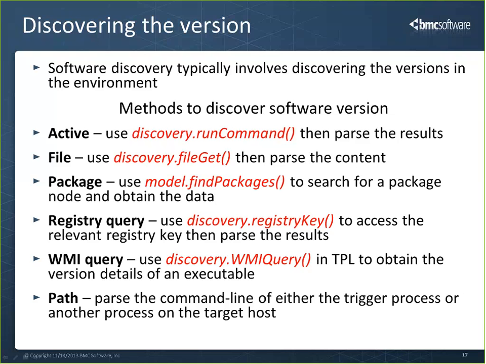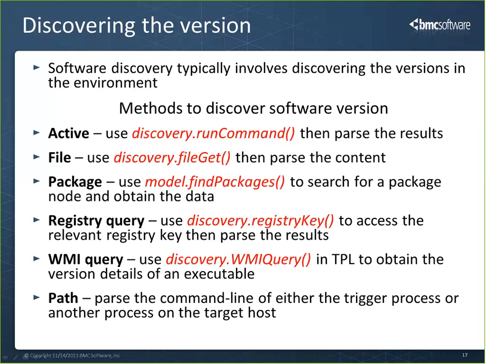And on Windows, we can also use versioning through registry query, where we call the discovery registry key function to access the relevant registry key and then parse the results. There is an option of using WMI queries as well, where through the use of discovery WMI query, we can obtain the version details of an executable. Finally, on all platforms, we can potentially also parse the command line of either the trigger process or another process on the target host and get the version information that way. Here we would use a regular expression, of course, to do that.